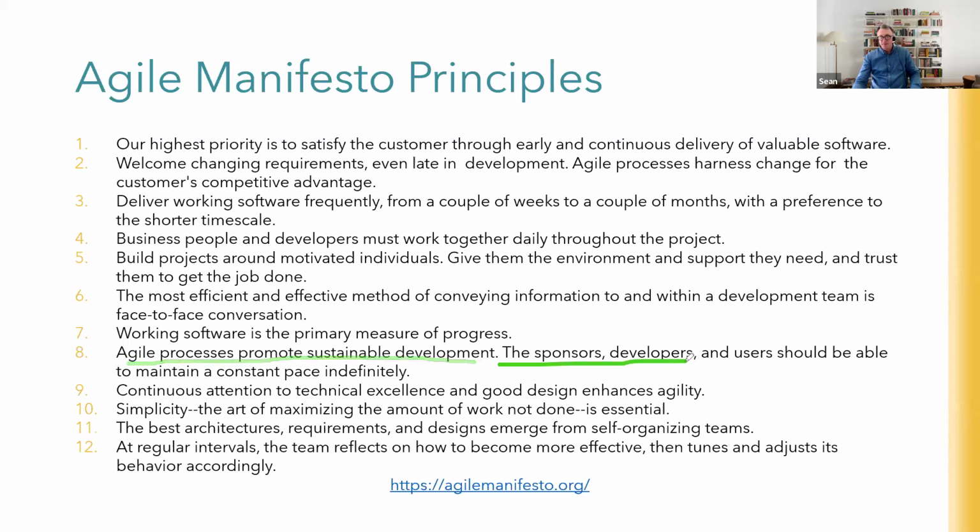The sponsors, developers, and users should be able to maintain a constant pace indefinitely. So there's no surge of effort, then a rest because you're exhausted. It's constant pace. So all of your time estimating is based on the velocity you can achieve per iteration. And that's based on not working till you die, but just working at a constant pace, the pace that you can keep going at indefinitely. That's your optimal velocity.